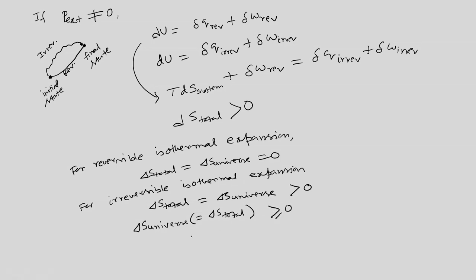Okay. So, the equal sign refers to a reversible process and the greater than sign refers to an irreversible process.